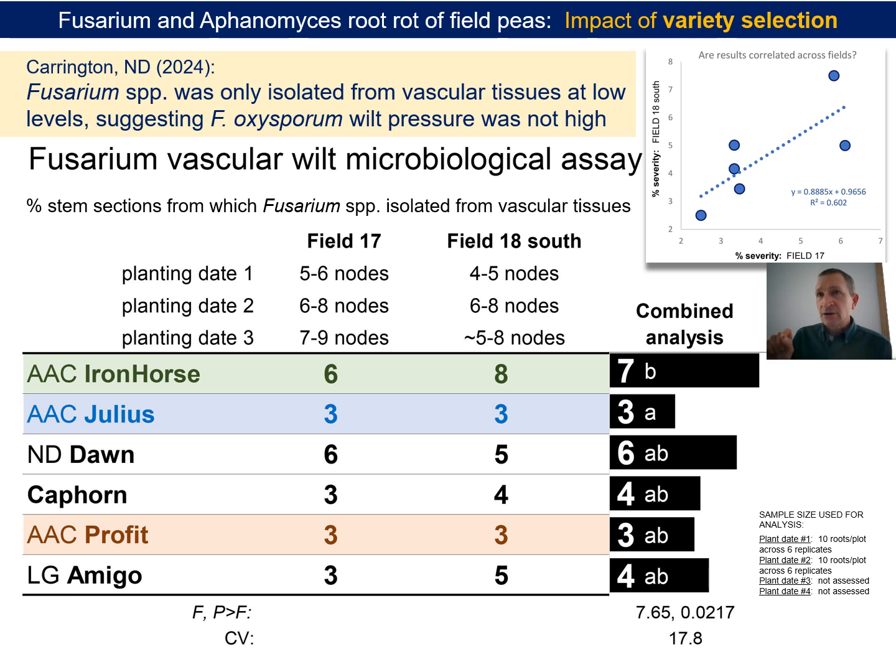If Fusarium oxysporum has colonized those vascular tissues, it'll grow out onto that microbiological media and produce this nice fan-shaped pattern. We saw this at only low incidence. And if anything, AAC Iron Horse, our best performing variety, was more susceptible. So again, these levels of incidence are not high enough to explain the levels of disease that we observed in this field. And the patterns here do not reflect what we saw for agronomic performance. And so what this means is that Fusarium oxysporum wilt did not appear to be a significant contributor to the observed disease.